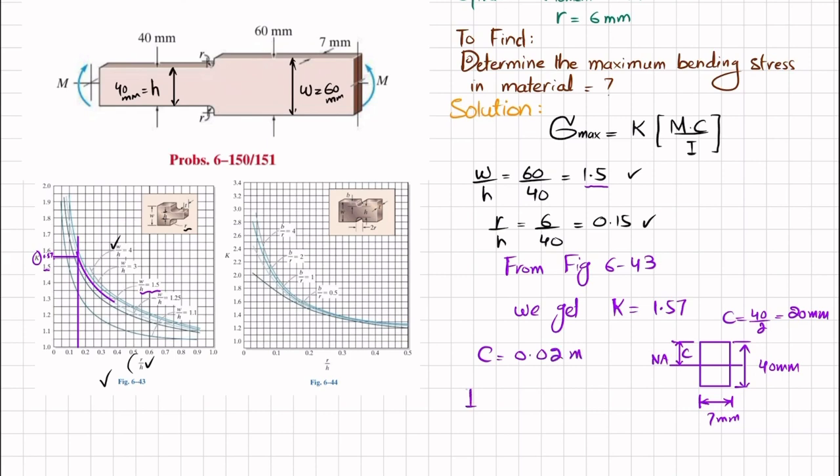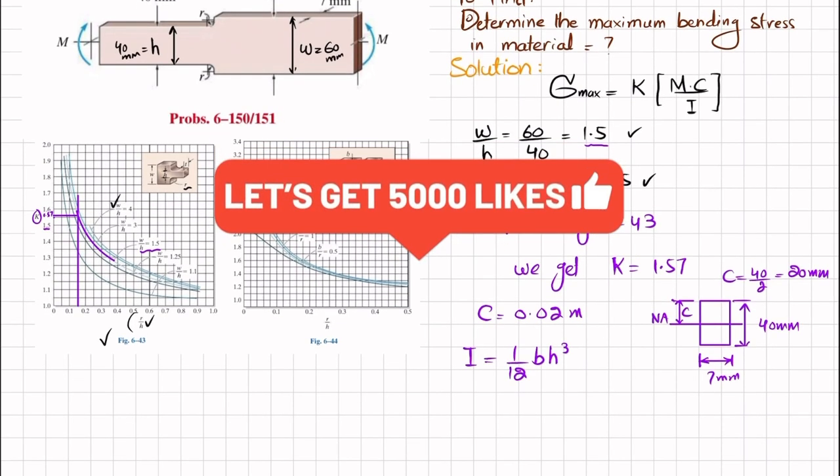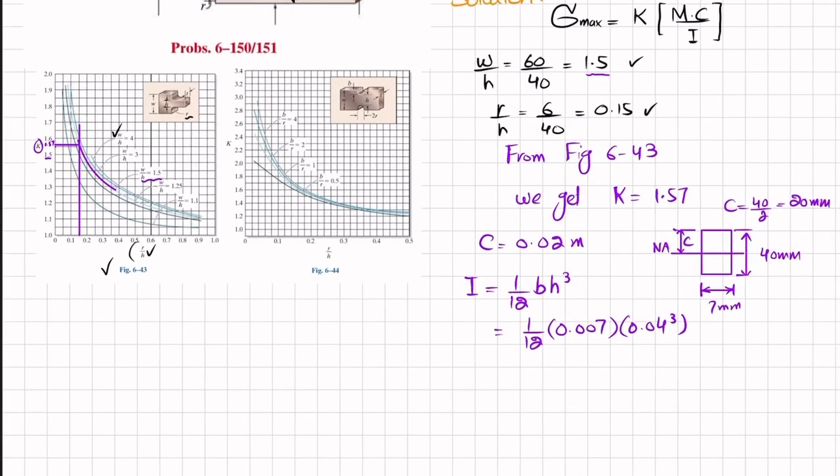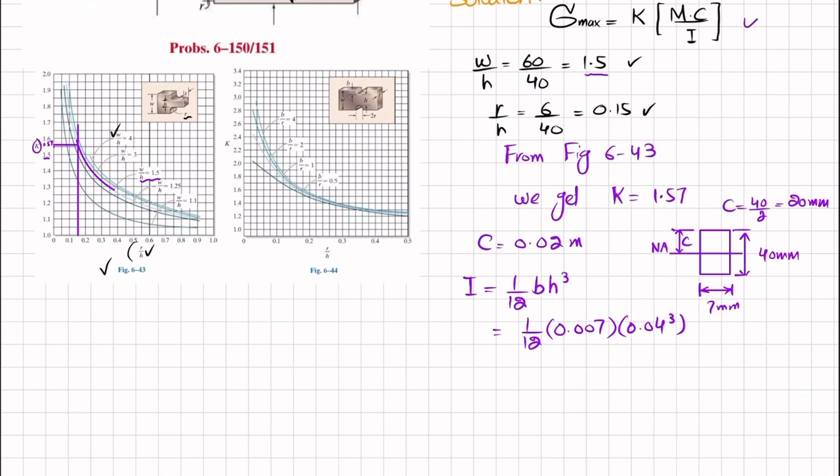Now we will calculate the I for this section. So we know that it is 1 over 12 b h cube, I is the second moment of inertia. So I is 1 over 12, b is 7 millimeter, which in meter is 0.007, and h is 40 millimeter. So that is 0.04 power 3. Clear? Now you have all the values, you can just put them in this formula.